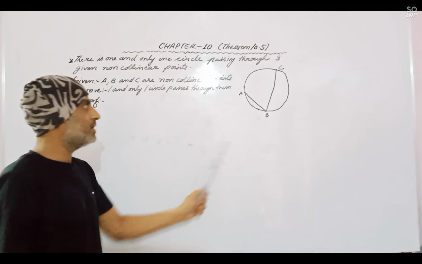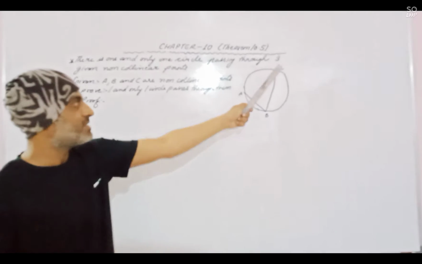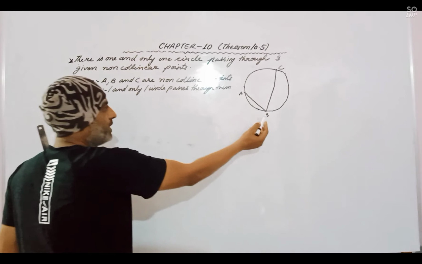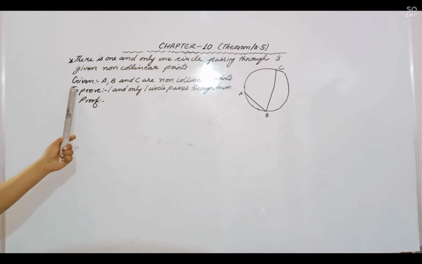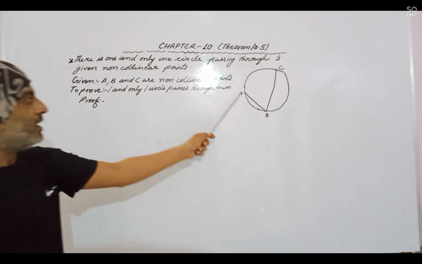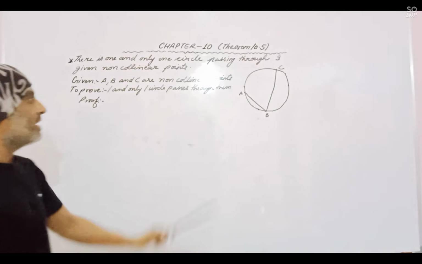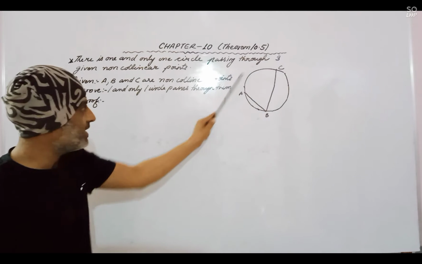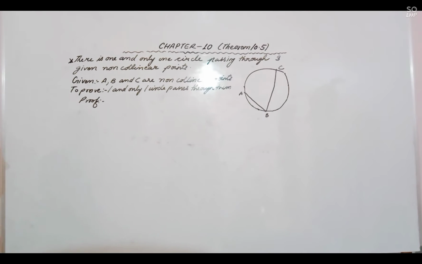So here you see a circle in which I have taken 3 points A, B and C at 3 distinct places. I have joined point A to B and B to C. So we have to prove here. Now what is given actually? It is given that A, B and C are non-collinear points. It means they do not lie in a straight line, and we have to prove that only one single circle will pass through these 3 points A, B and C. Right? Now let's begin the proof.